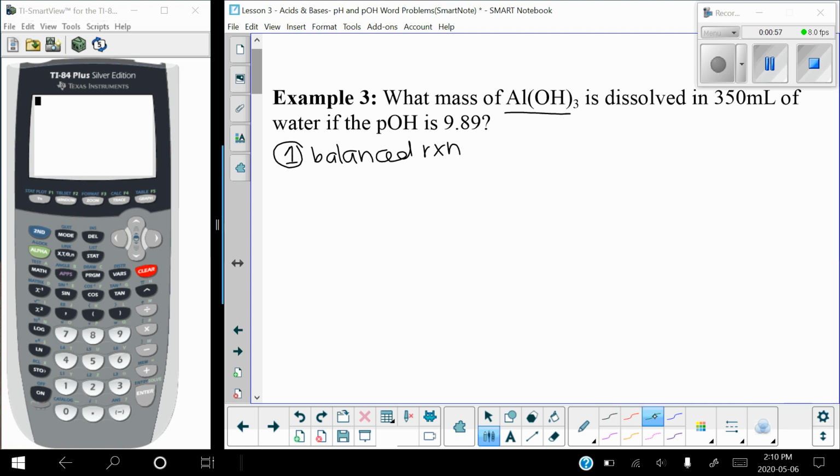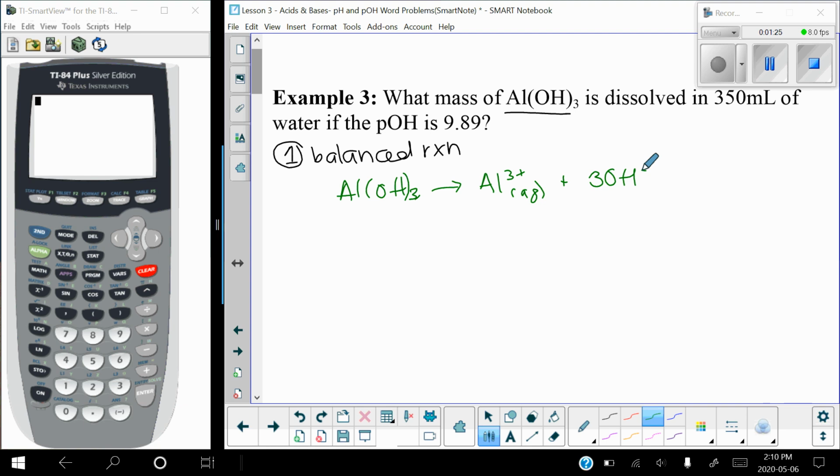A dissociation reaction is aluminum. Oh, that 3 should be on the outside of the brackets. Yes. Aluminum hydroxide dissociates to form aluminum ions, aqueous, plus 3 hydroxide ions.